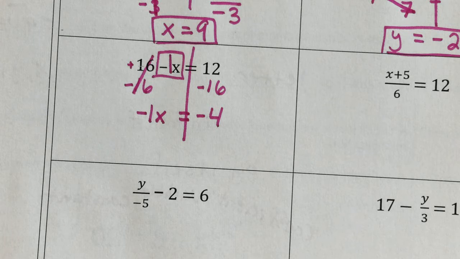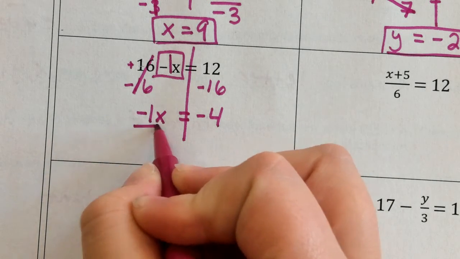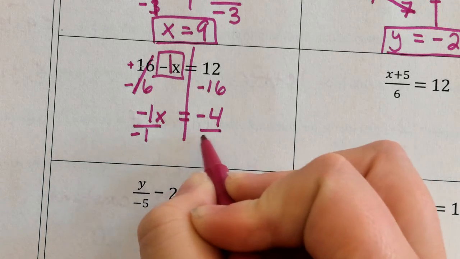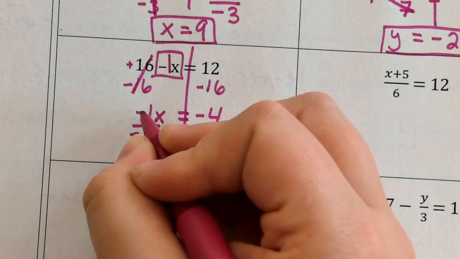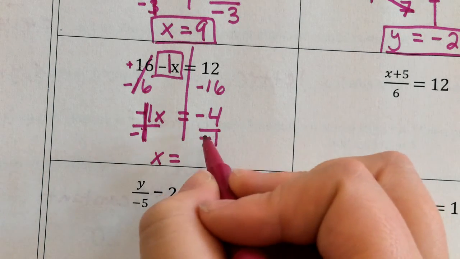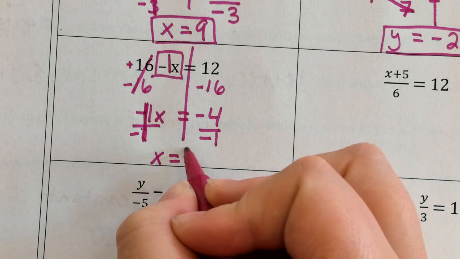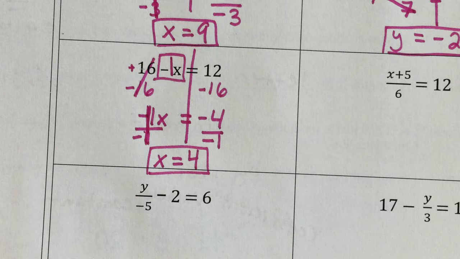So now some of you might know that that just means that x will be positive 4, but if not, we can always divide by negative 1, which is our coefficient. Negative 1 divided by negative 1 is a positive 1. Negative 4 divided by negative 1 is positive 4. And so that is our final solution.